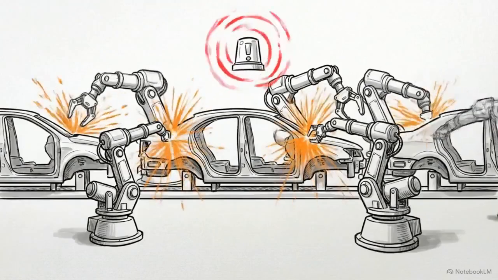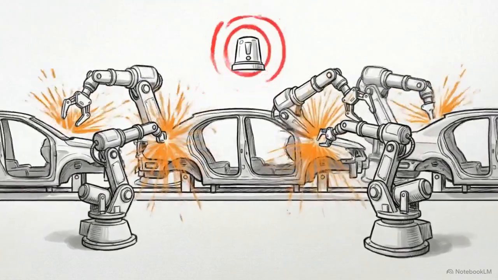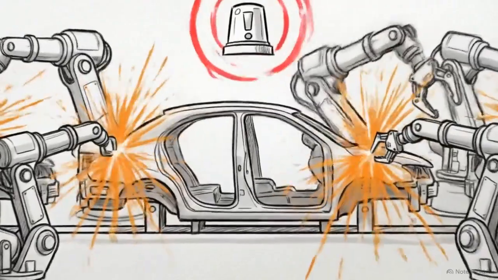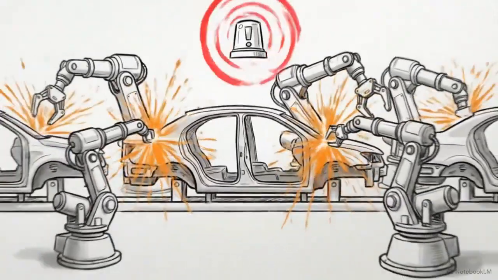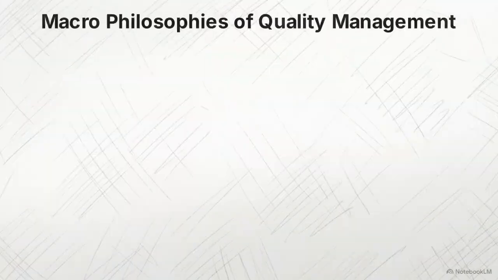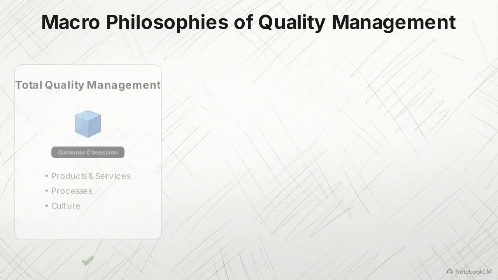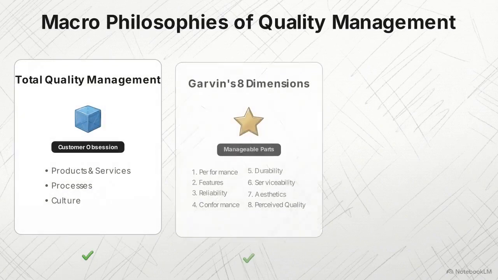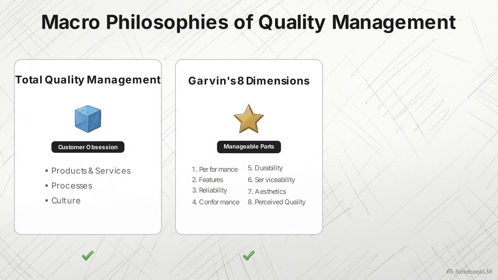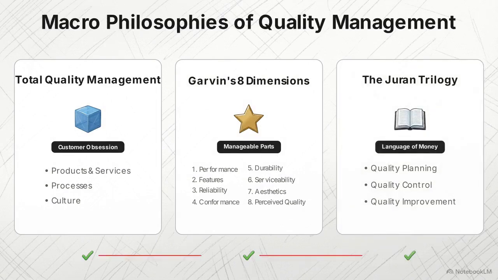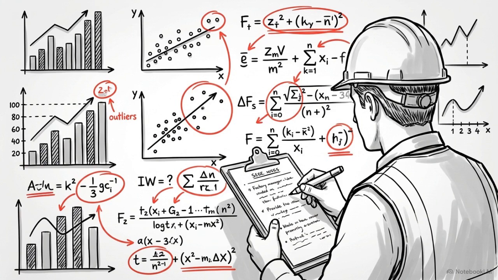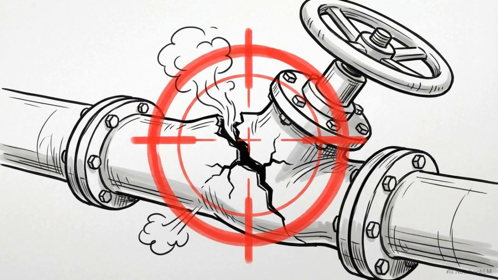When a production line unexpectedly seizes, academic theory offers very little comfort to the floor manager staring at a dead machine. Most practitioners know the macro philosophies. You are likely familiar with total quality management, Garvin's 8 dimensions of product quality, or the broad phases of the Juran trilogy. But those overarching philosophies do not dictate which specific mathematical model or statistical chart you need to deploy to diagnose a stalled pipeline or a recurring defect.